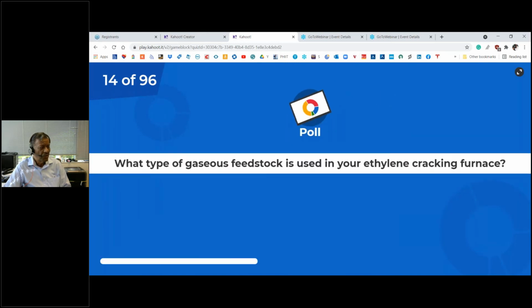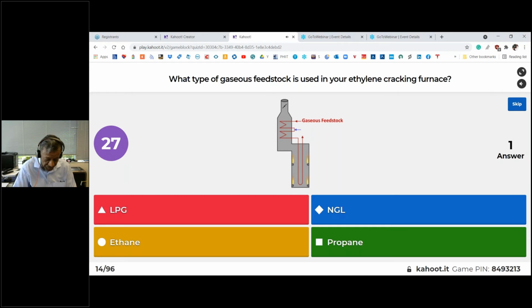Let's move on. What type of gaseous feedstock is used in your cracking furnace? There are choices of LPG, ethane, NGL, and propane. These are the 4 typical feedstocks which are used in cracking furnaces.